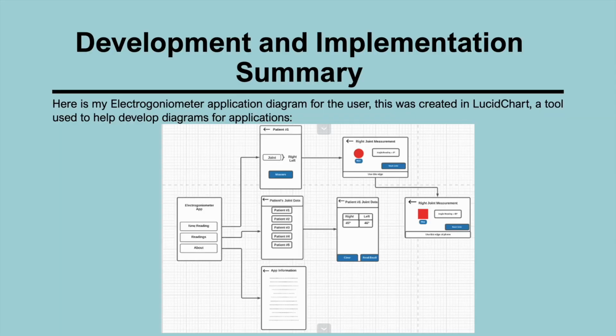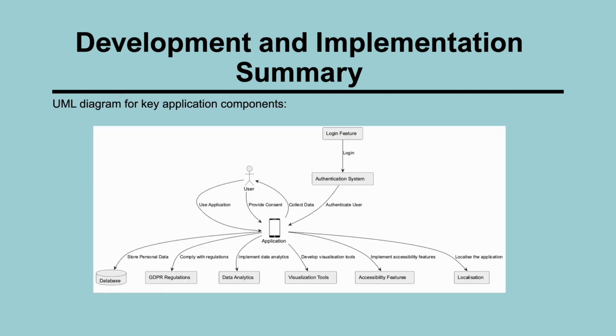For the development and implementation, I created a diagram in the Lucid Chart tool, which is a tool that develops diagrams for applications, and it shows each activity page of the electrogoniometer application. I also created a UML diagram for the key application components. As you can see, all the objectives of what I want to implement to the app are present in the diagram, and all the components lead back into the application.